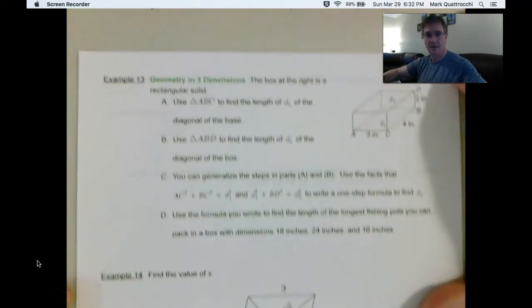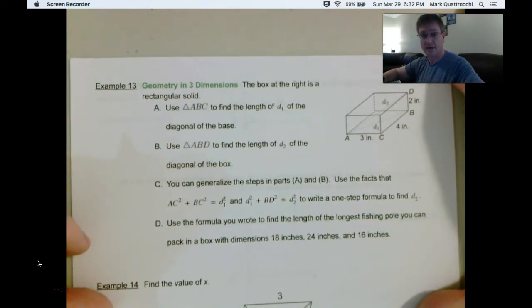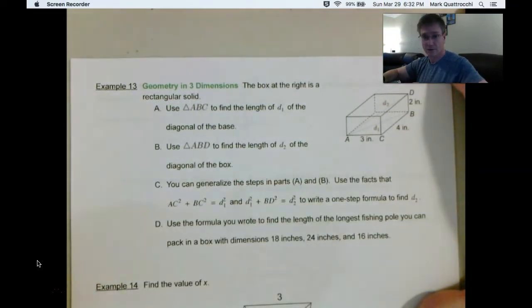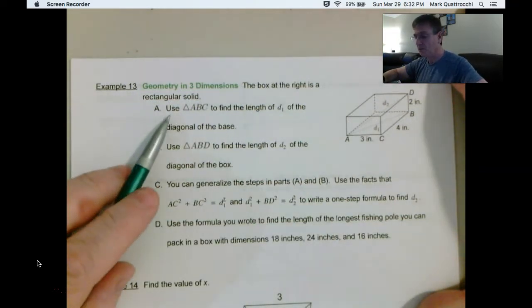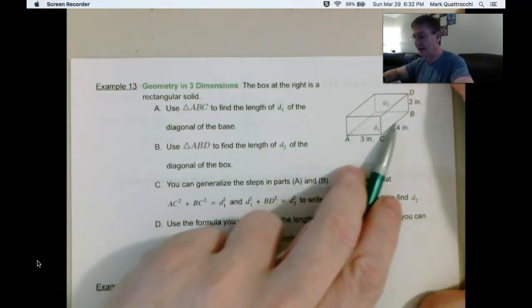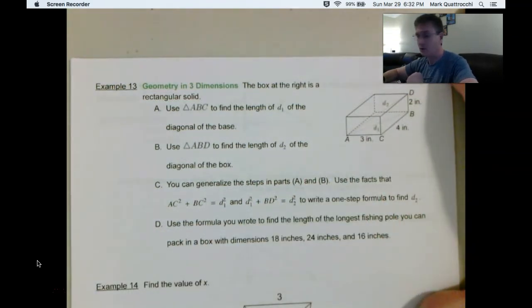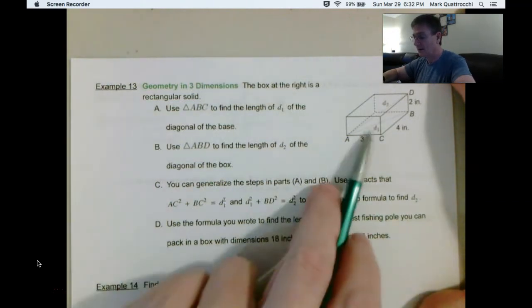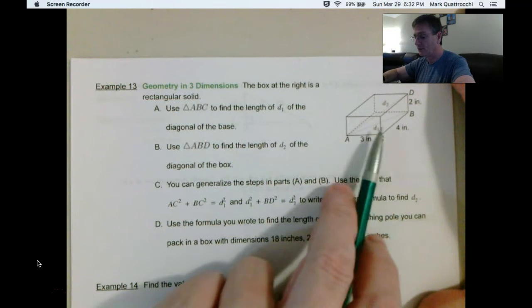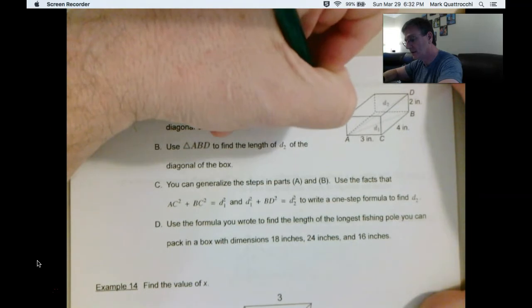13. Geometry in 3D. The box on the right is a regular rectangular solid, so all of these angles that look like right angles are right angles. Use triangle ABC to find the length of D1. So D1 is a diagonal in this bottom rectangle, the bottom of this rectangular solid called a prism, which we'll learn about in chapter 11. So we're going to find the length of D1, 3 inches, 4 inches. I know my Pythagorean triples. D1 is 5 inches.